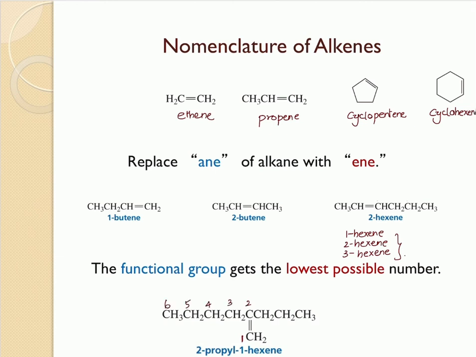So on the second carbon, we do have a propyl group. Okay, and the total number of carbons here in this longest chain is 6, and therefore it is going to be hexene. And where is the double bond present? The double bond is actually starting on carbon 1. So therefore this is going to be 2-propyl-1-hexene.